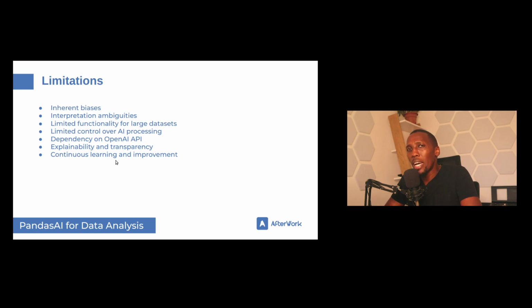Interpretation ambiguities. Sometimes you might write an instruction or a question, and if it's not clear, it could be misinterpreted by the generative AI model, and you get different results. So it's important to take note of that. Limited functionality for large data sets.